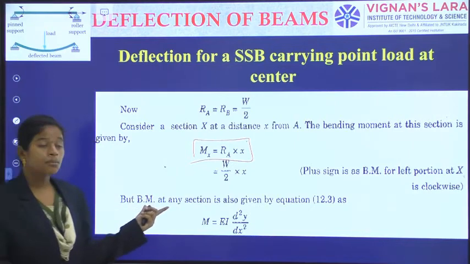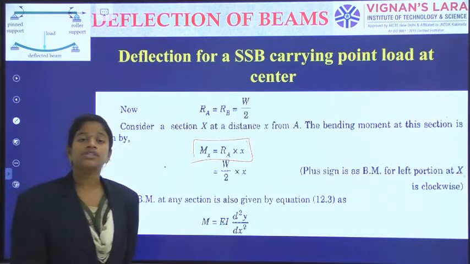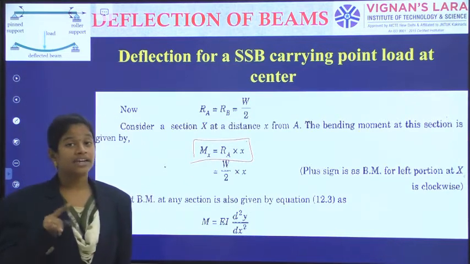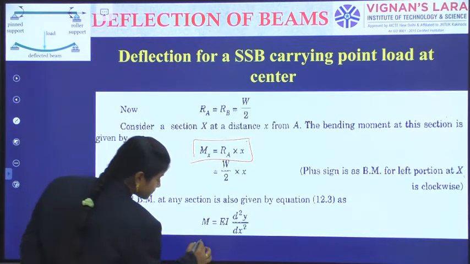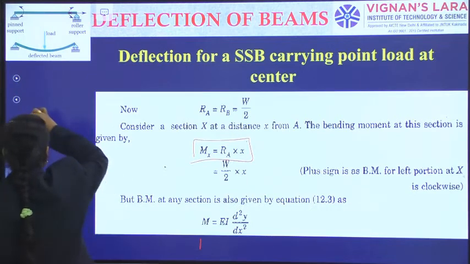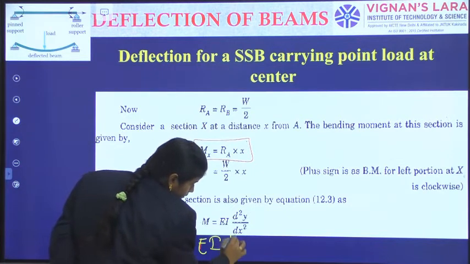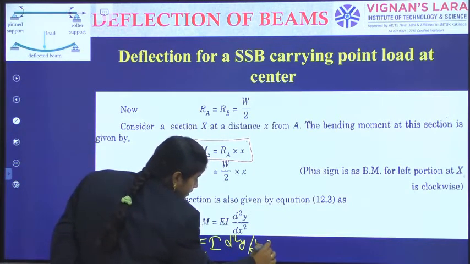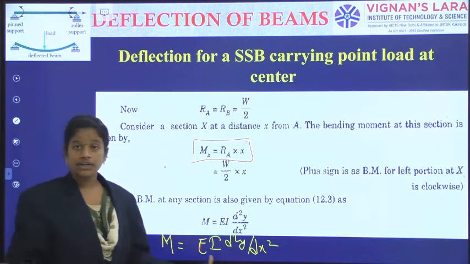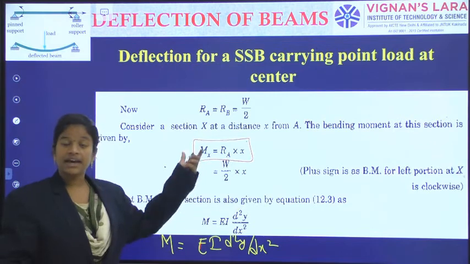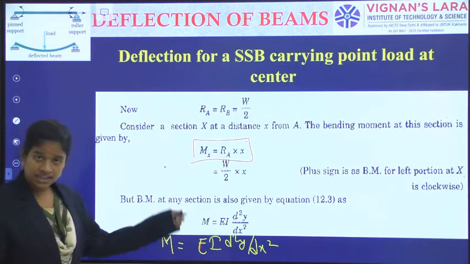Now, the bending moment at any section is also given by another equation, which we already know: the bending moment at any section is equal to EI d square y by dx square. That is M only. So M is equal to EI d square y by dx square, but here I have got M equal to RA into X, which is plus W by 2 into X. So these two should be equal.